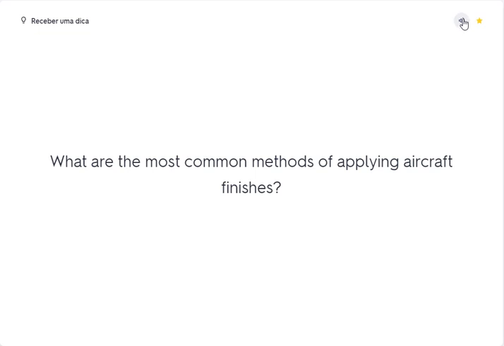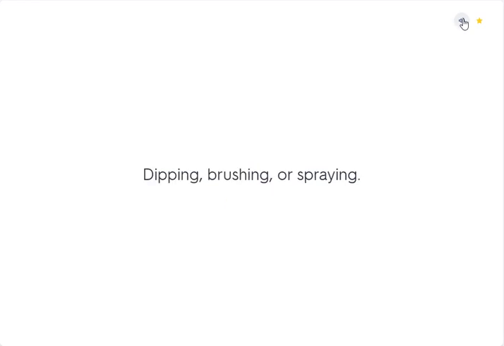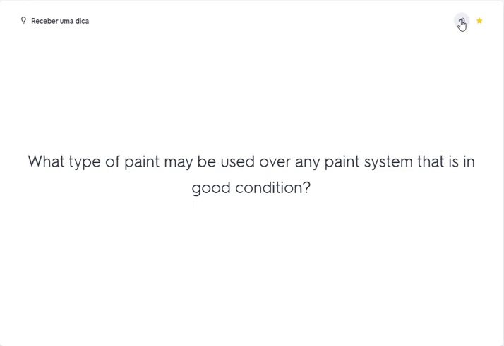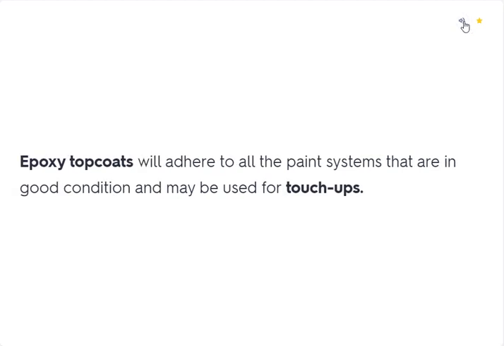What are the most common methods of applying aircraft finishes? Dipping, brushing, or spraying. What type of paint may be used over any paint system that is in good condition? Epoxy top coats will adhere to all the paint systems that are in good condition and may be used for touch-ups.